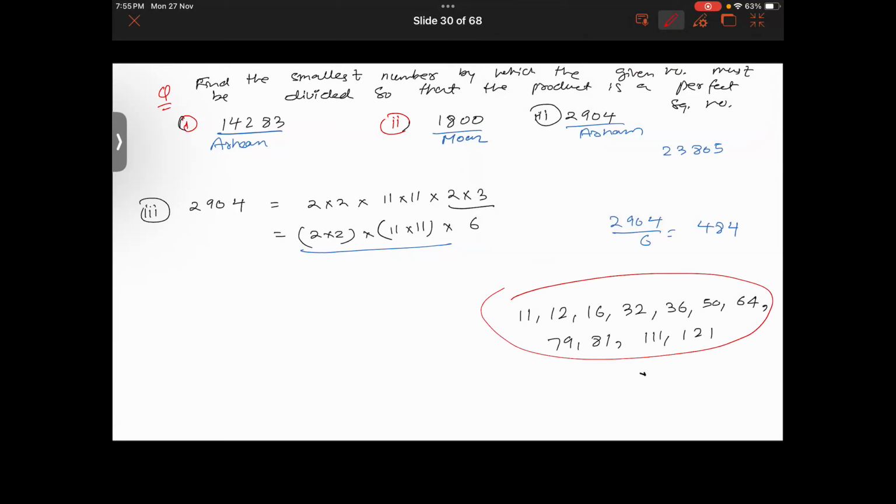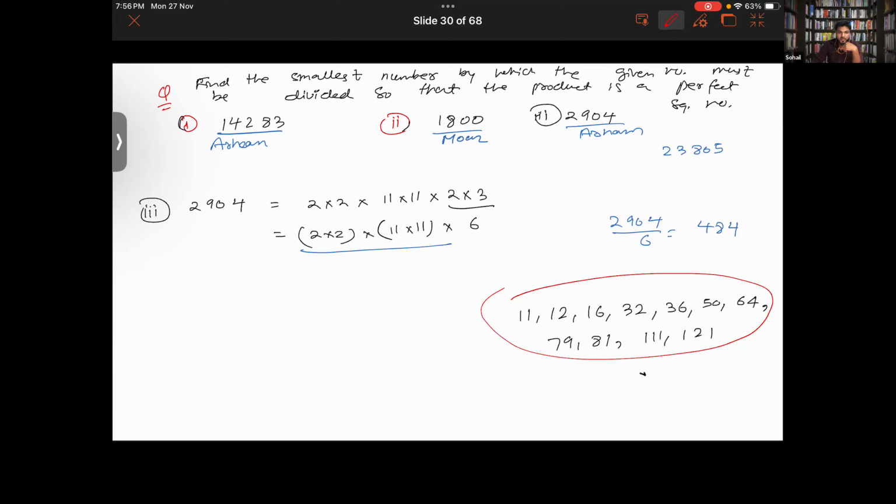So 11 is not a perfect square. 12 is also not a perfect square. There are 4 marks. 32 is also not a perfect square. And 50. Right. And then 64. 64 is a perfect square. 8 square is 64. Yes, sir. That's 79.